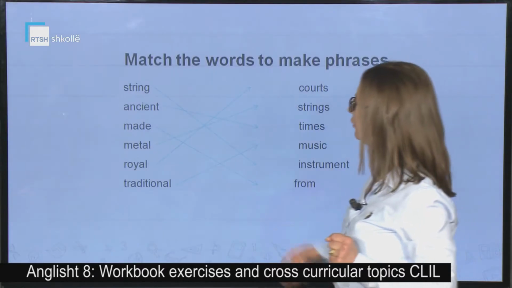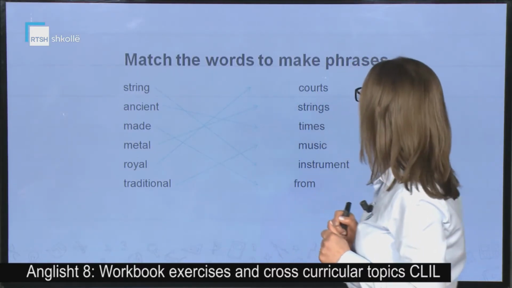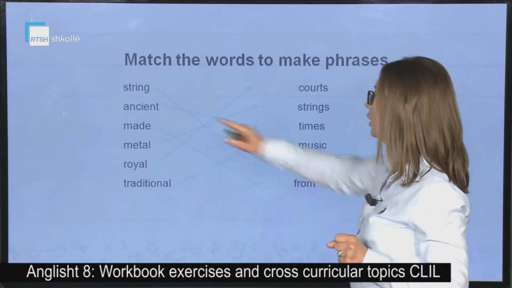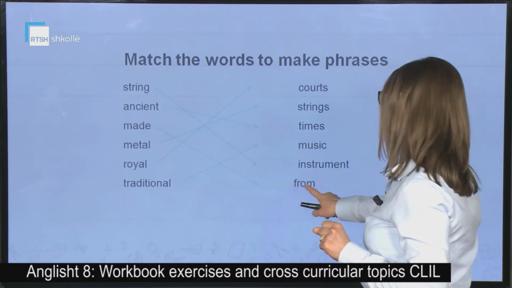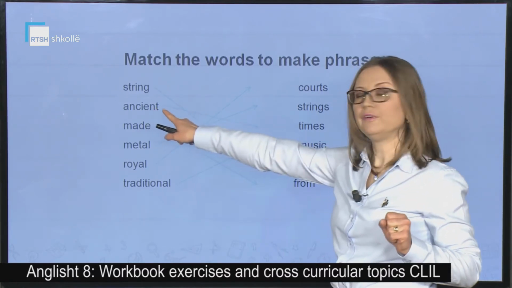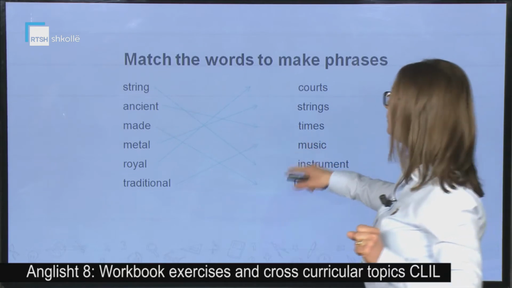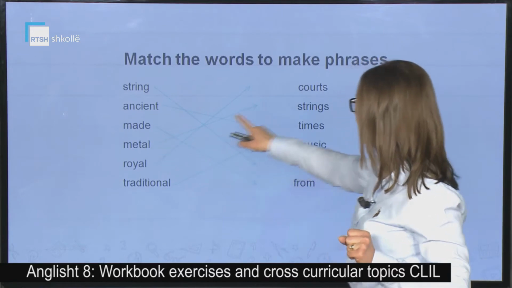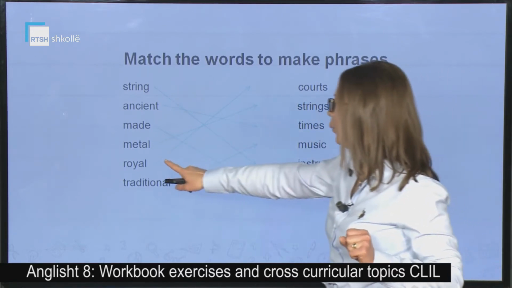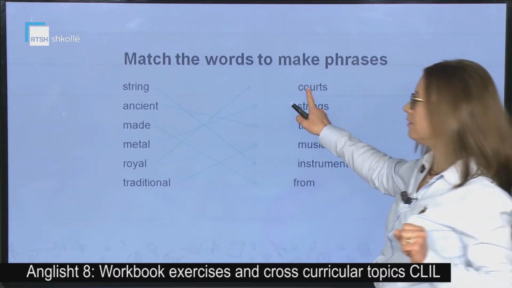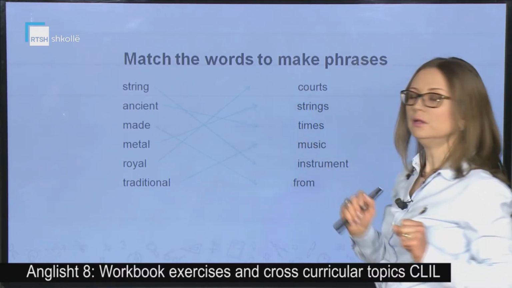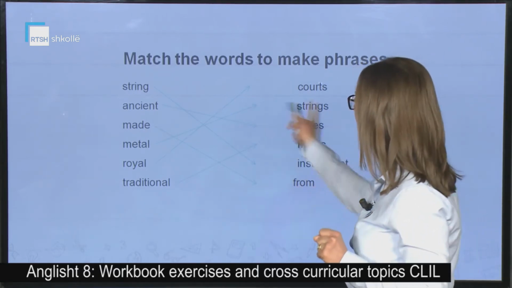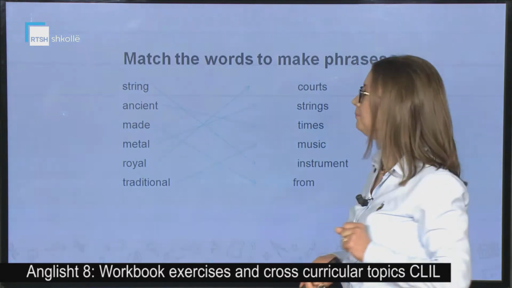Let's go on with another exercise. We're going to match the words to make phrases. So, have a look at the phrases we formed together. We have string instrument. We have ancient times. We have made from. Metal strings. We have royal chords, and traditional music. So these are the phrases we formed together from the list of the words we had here.